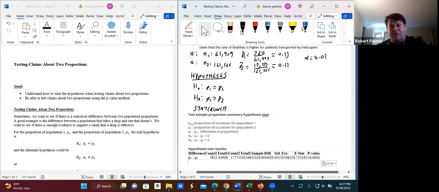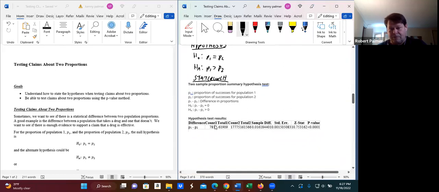Okay, and then let's take a look and summarize. This is our StatCrunch output. Once again, it gives us count 1 and count 2, so make sure they're the right numbers. Our z-statistic is actually quite large, 10.75, so as you can imagine, this is probably going to be rejecting the null hypothesis. And then the p-value is much less than 0.0001.